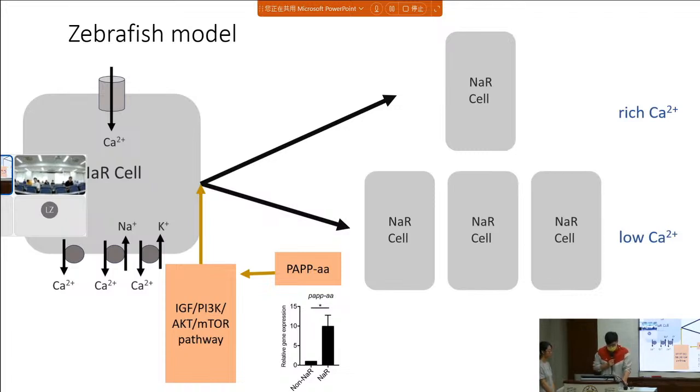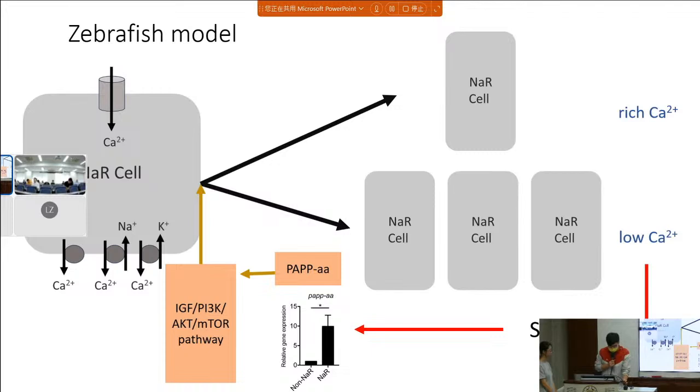In addition, the proliferation study found a metalloproteinase called PAPP-A, with a higher expression in the NaR cells, could control the binding of the IGF to the cell from the upstream. Therefore, the authors want to understand the mechanism between the calcium ion concentrations and the AKT pathway.